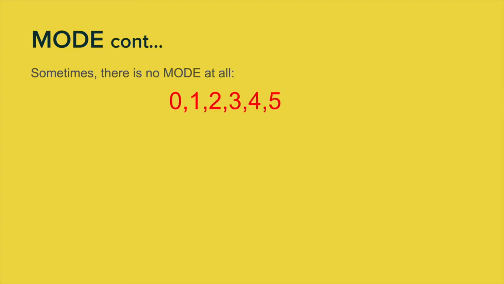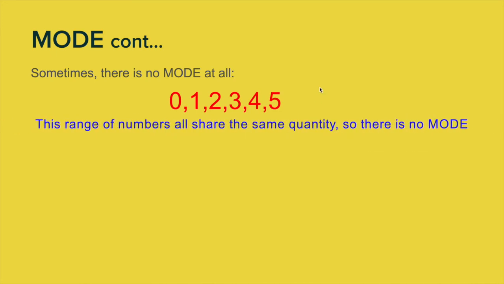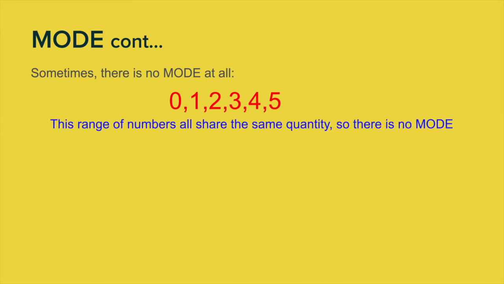So let's have a look at this range here. We can see that this range is 0, 1, 2, 3, 4, 5. There are no repeated quantities, are there? No repeated numbers. So does that mean that they're all the mode? No. This range of numbers shares the same quantity, so there is no mode. So you can just write mode equals no mode. That's absolutely fine, and some data doesn't have a mode.